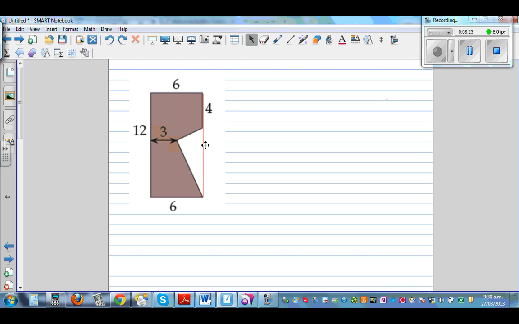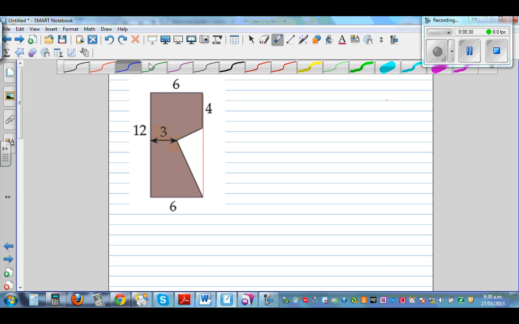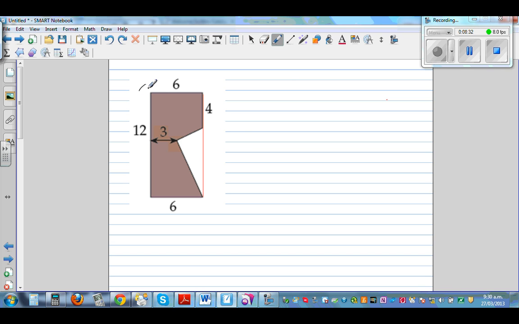Now if you can find the area of this triangle, this has become a rectangle, so let me write some letters. So this is A, B, C, D, which is a rectangle. This is the base, which is 12, and this is the height, which is 6. So ABCD is the rectangle, area is base times height, which is 12 times 6, which is 72 centimeters squared.